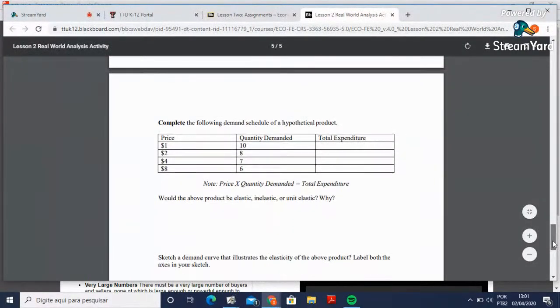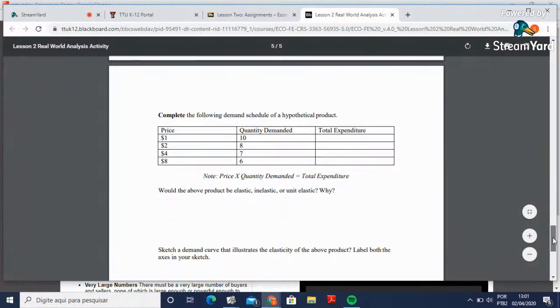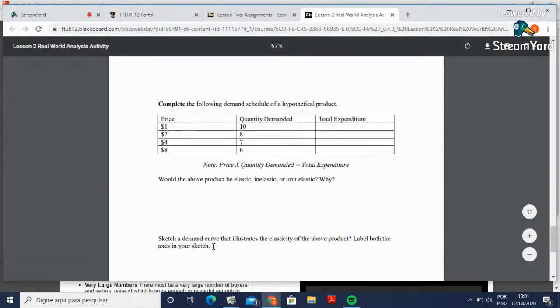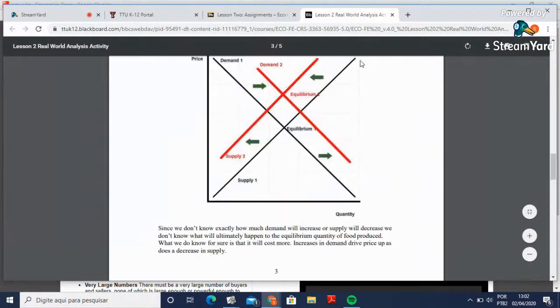Don't forget to label the graph, okay? You're gonna sketch a demand curve. So you are focused on demand, which illustrates the elasticity of the product. Okay, I suggest you do the graph first before you answer this. And then you have to decide this demand graph. Is it elastic, inelastic, or unit elastic? Explain why. Okay, you have any doubts? Go back to your books. Okay, great.